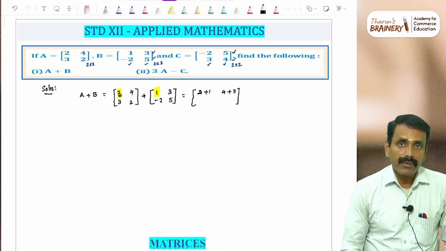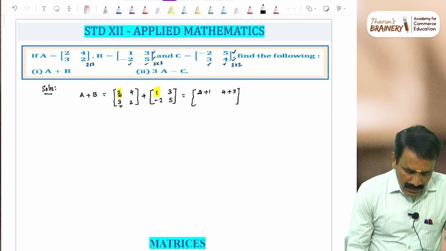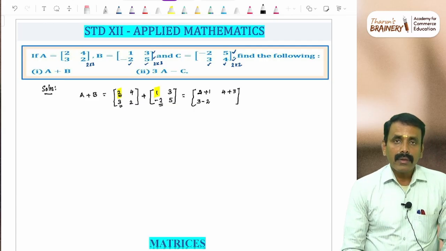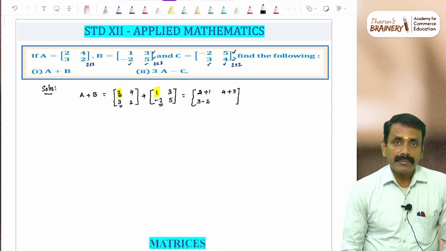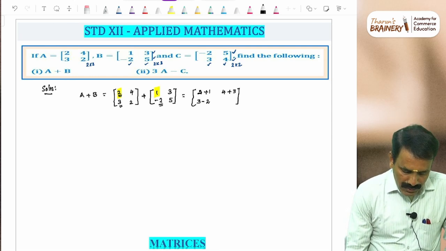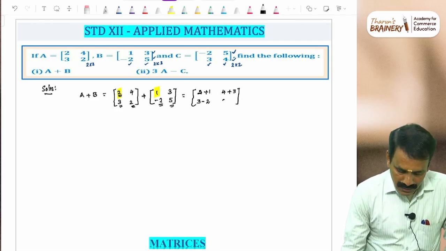Then we move on to the second row. Second row, first column element is 3. Second row, first column element of the second matrix is minus 2. So, this is 3 minus 2. Okay. This is written with minus because this element is going to have a minus symbol. Next, second row, second column element of the first matrix added with second row, second column element of matrix 2. So, it is 2 plus 5.